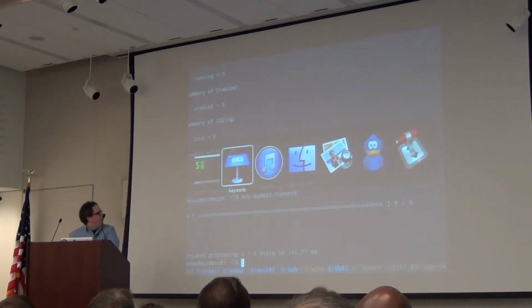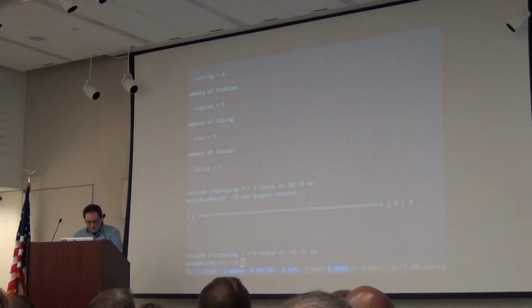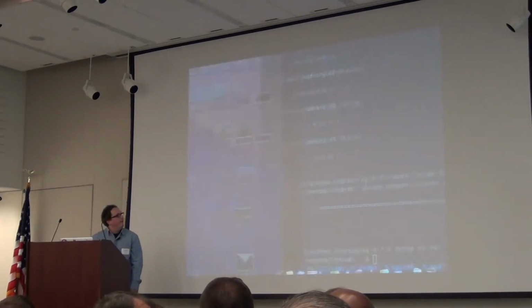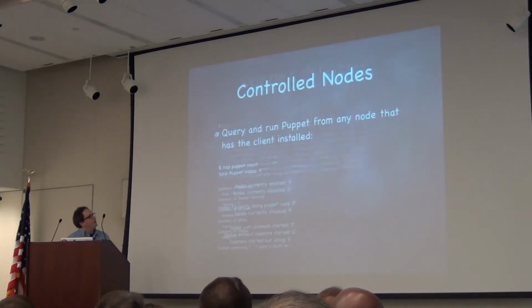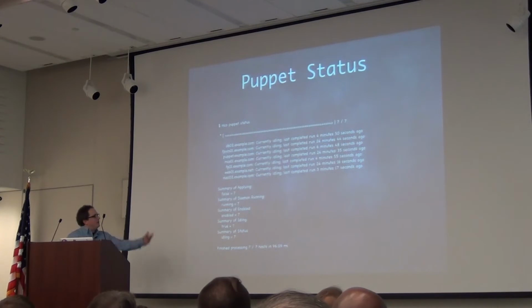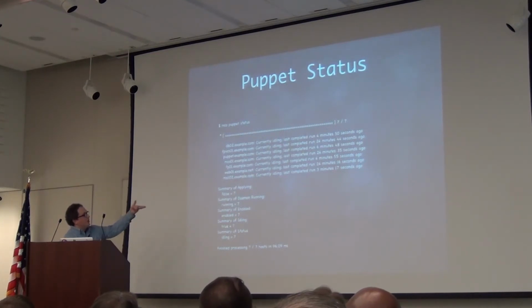Okay, cool. I just ran 9 Puppet runs all at the same time. Okay, that was an example of that command running, and then we'll go on. And this is the Puppet status command. So after you do a Puppet run, you can actually see even more information on this one. In the top, it just shows the nodes, how long it's been since the last run has been completed.